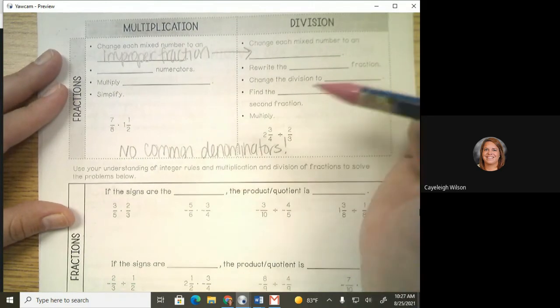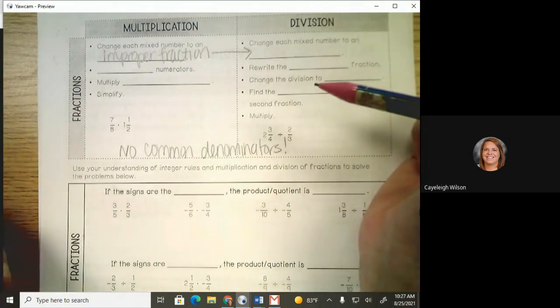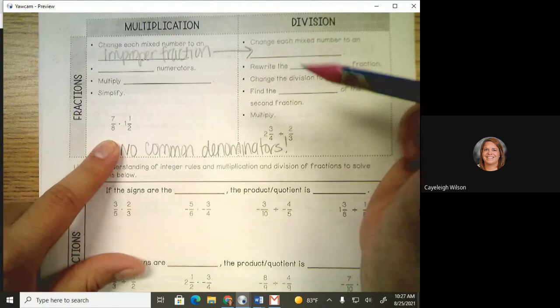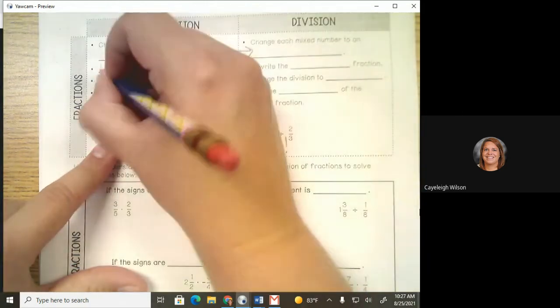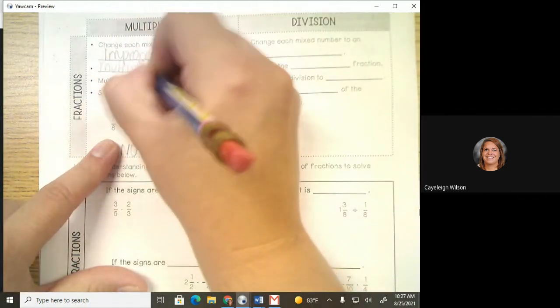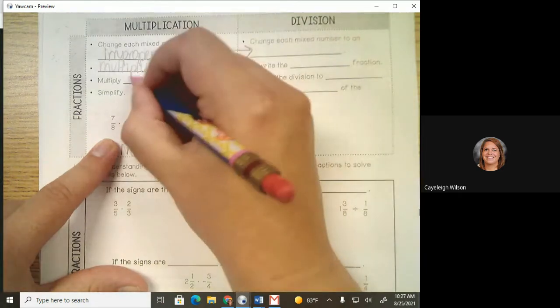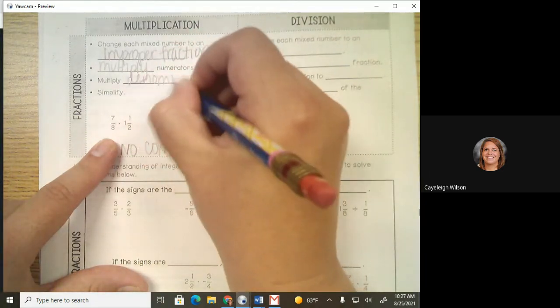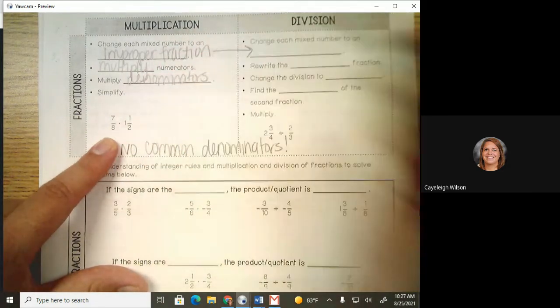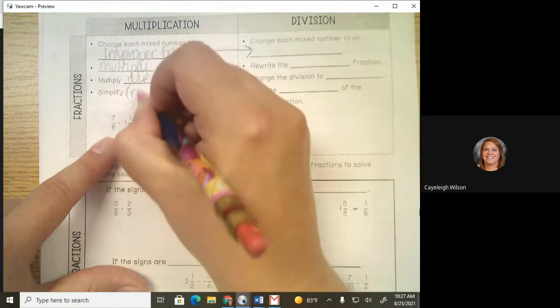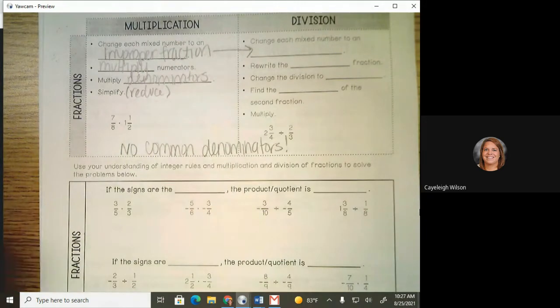All right, after we change them to improper fractions and it's multiplication, I just multiply straight across the top. So I multiply the numerators and I multiply straight across the bottom. I multiply the denominators. And then I'll reduce if I need to. Not all of them need reducing, but some of them do.